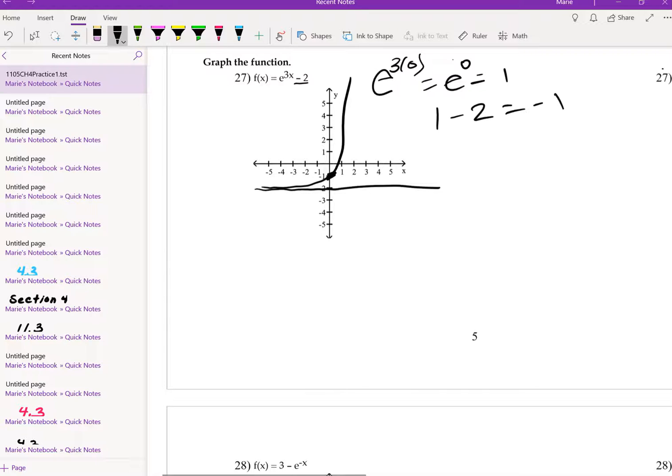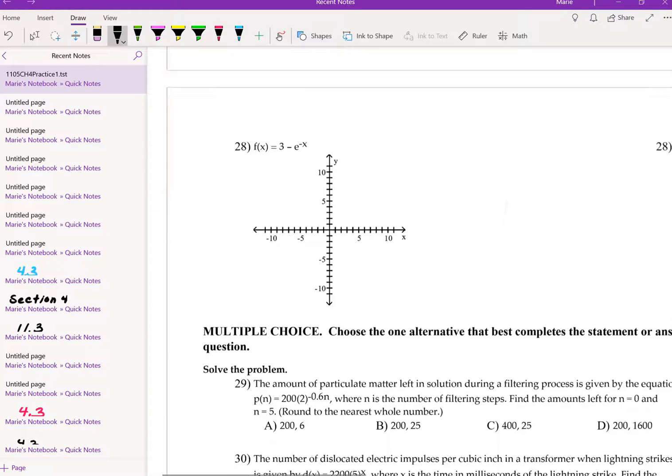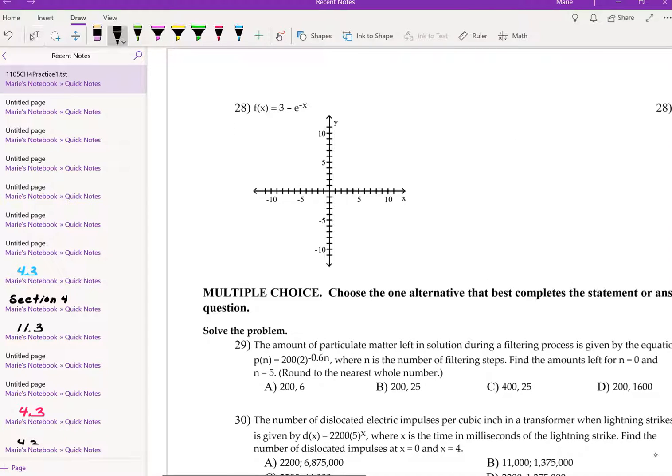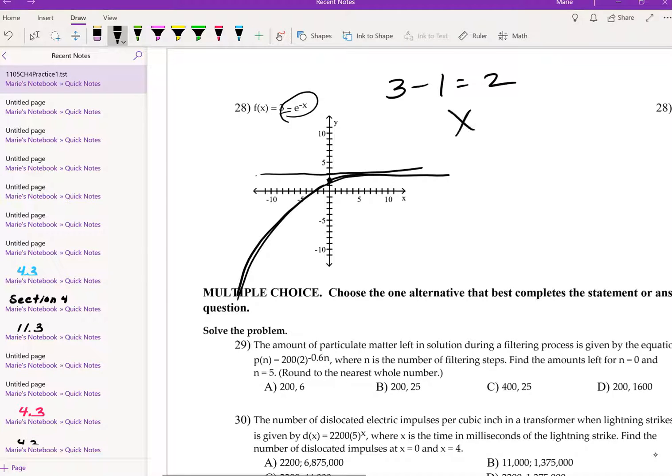And then for number 28, you notice the e to the x is negative. You also notice that there is a positive 3 here. So guess what? Positive 3 is your asymptote for this one. And because this is a negative in front of the e to the negative x, it flips around and rotates over. So it does that behavior. And it should be going through this point here, because you end up with 3 minus 1 to give you 2 when x is equal to 0.